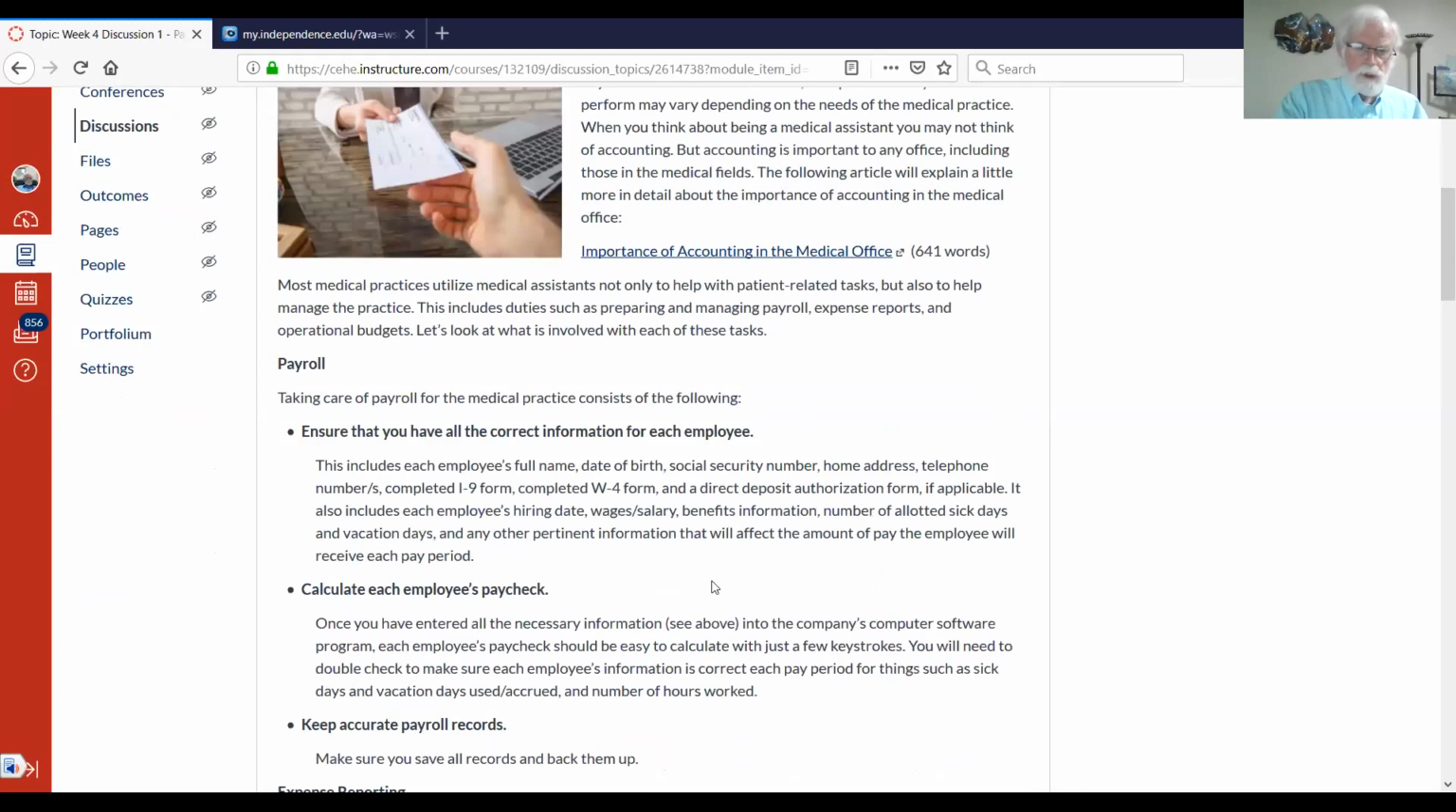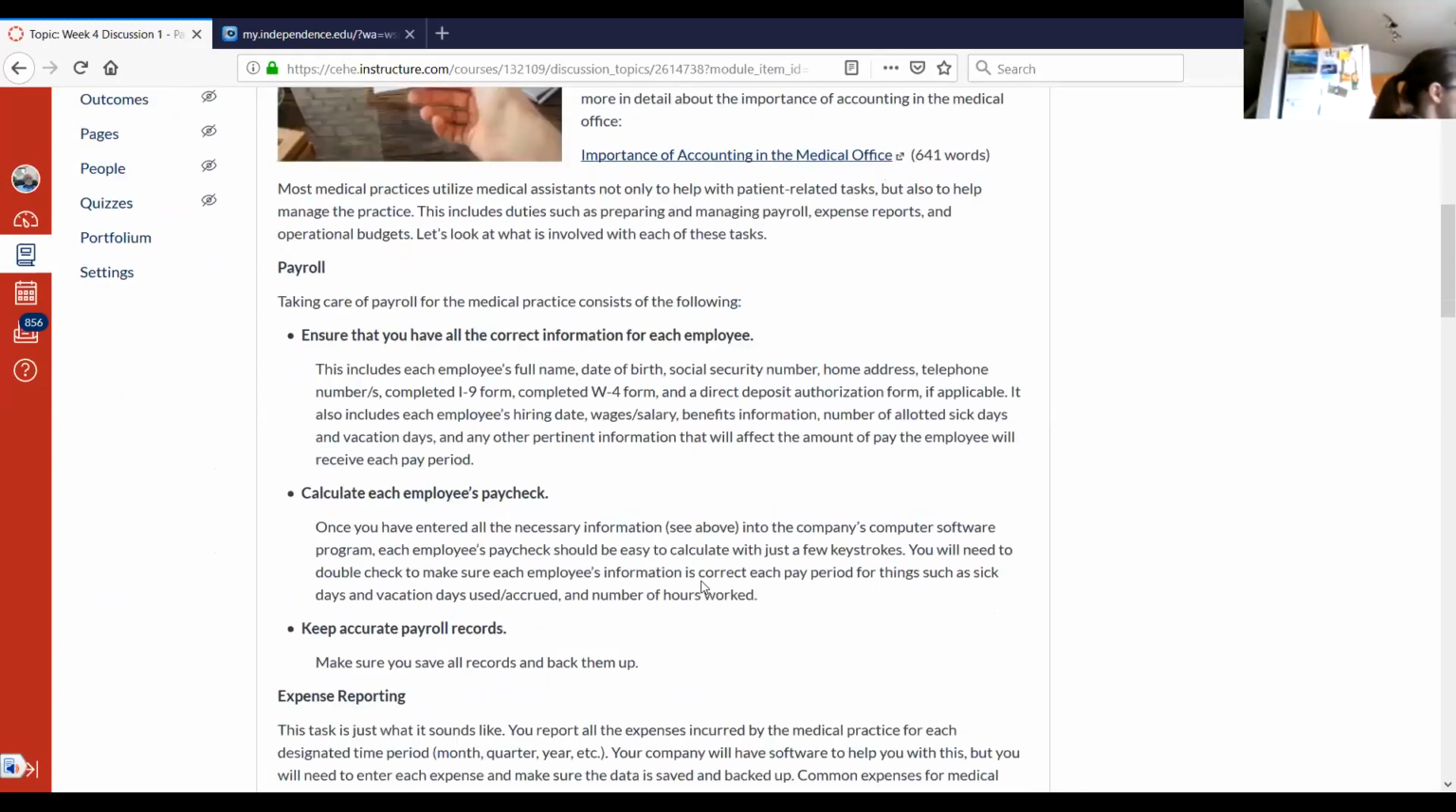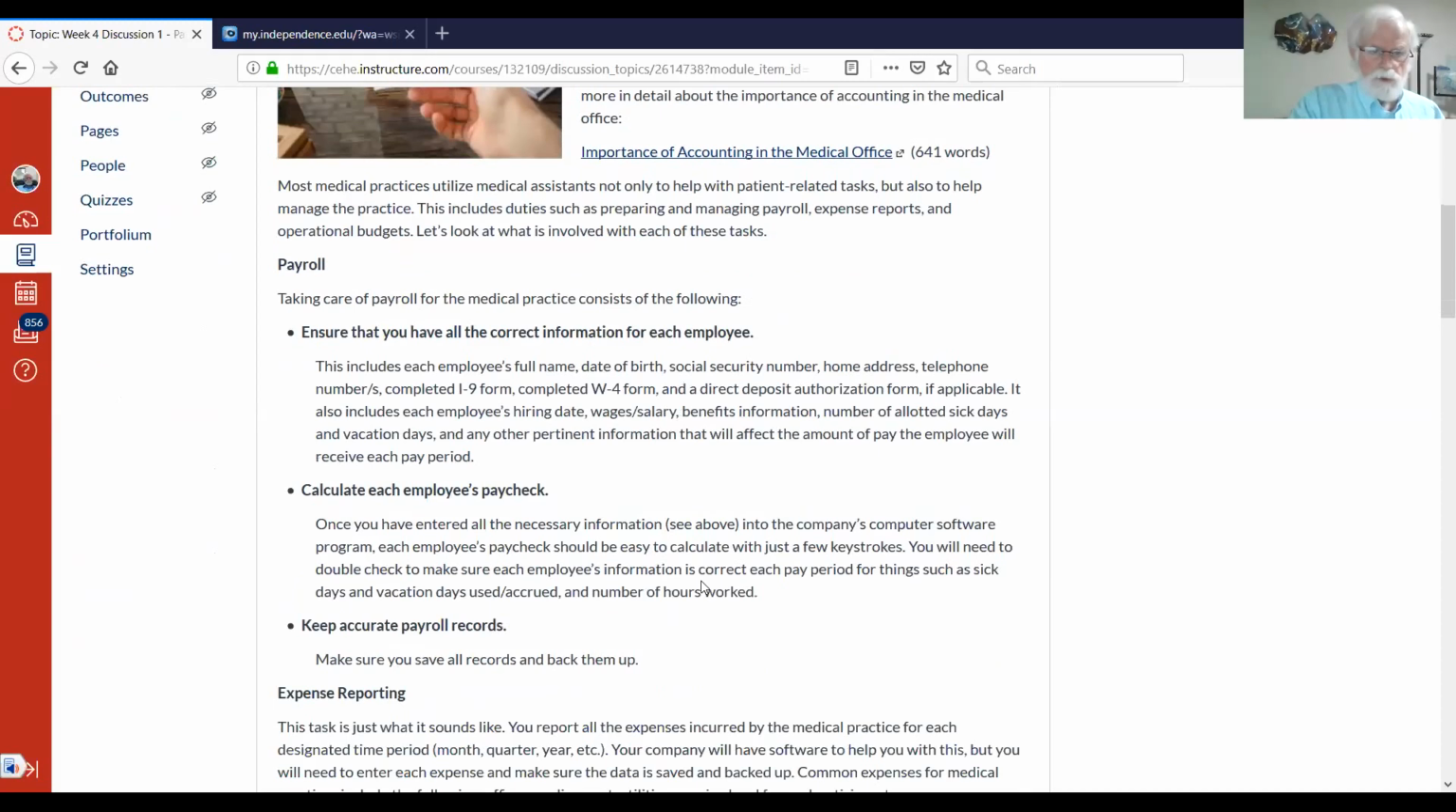Payroll is again a specialty, but really payroll is a paperwork issue, and all the paperwork has to be right. We have to have proper addresses, Social Security numbers, et cetera. We have to know what their salaries are.